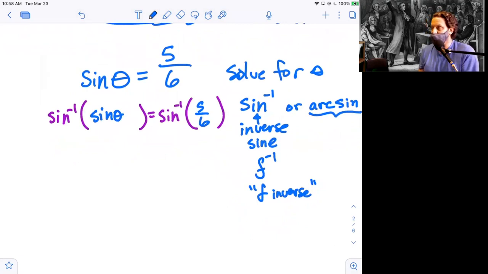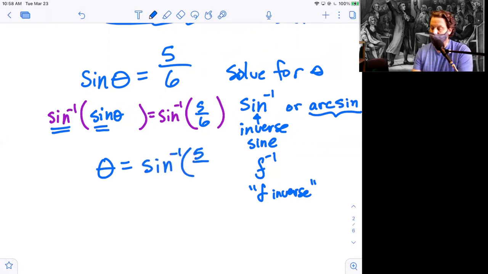Now look what happens on the left side. What do you think the inverse sine of sine theta is? What happens if you compose two inverse functions back to back? What do they do to each other? Multiply by 5 and then divide by 5. Add 7, subtract 7. We're right back where we started, right? So if I start with theta and I sine it and then I unsine it, which is inverse sine or arc sine, I should be left with right back what I started with, which is theta, and we are. They undo each other. Inverse functions undo each other. And we're left with theta equals the inverse sine of 5 over 6.